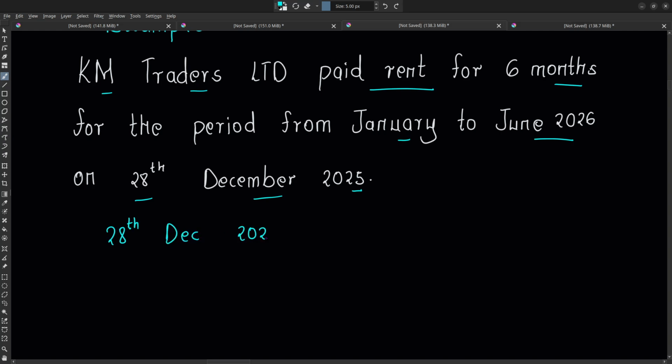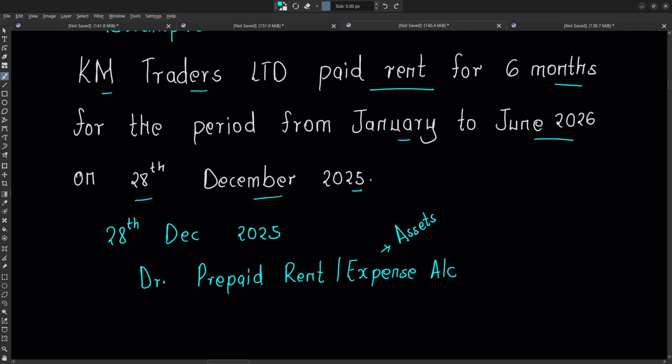We need to record that the payment has happened. So what do we do again? We debit prepaid rent account, or generally, as I said, some companies just put every prepaid expense in one account and call it the prepaid expense account. Others specify this is prepaid rent, this is prepaid insurance. But all of them are asset accounts. So how much have we paid here?